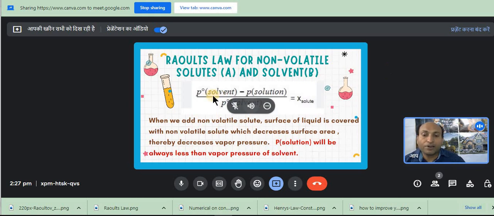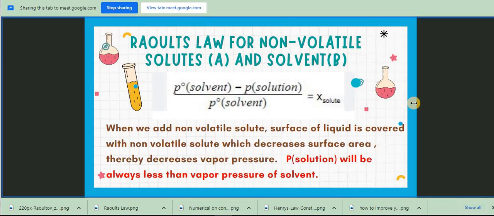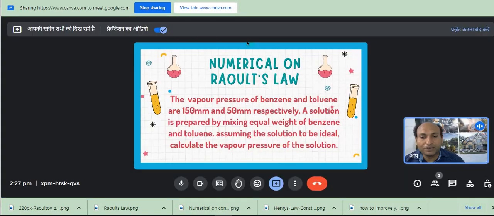That's why we write P naught solvent minus P solution. This is a relative measure, because P naught solvent is always higher than the solution. This is the lowering, and if you divide by P naught solvent, that is known as the relative lowering of vapor pressure. When we add a non-volatile solute, the surface of the liquid is covered. Less surface area is available for vapor molecules to leave, so they exert less vapor pressure. As I have already told, the vapor pressure of the solution will be less than the vapor pressure of the solvent.